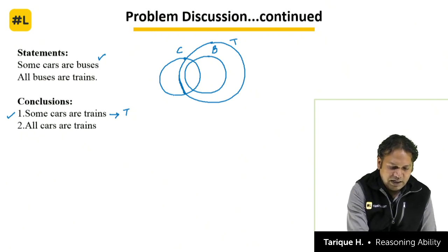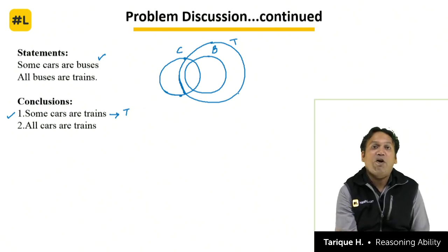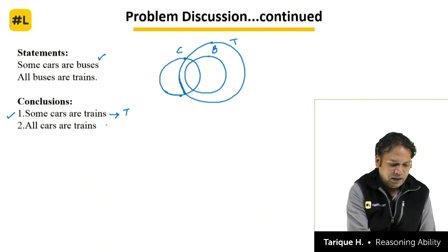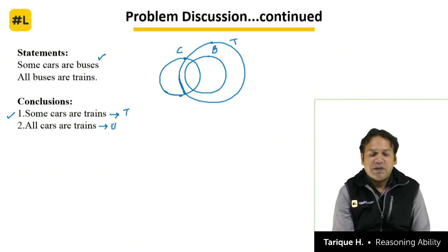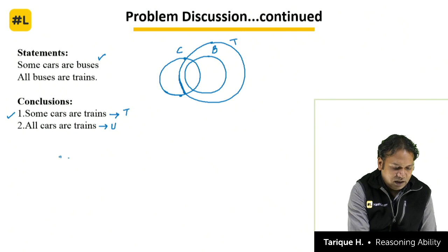All cars are trains. You can see the car circle and train circle. Because the relationship car circle is not inside train circle. Does it mean that it cannot be inside train circle? No. Don't write false here, right? Uncertain. Clear?